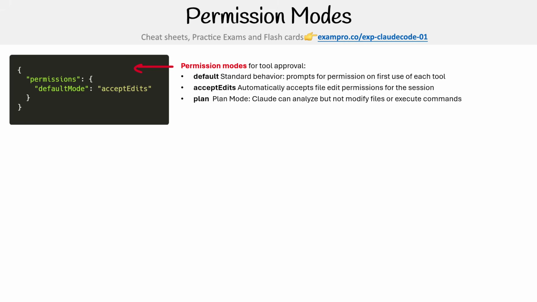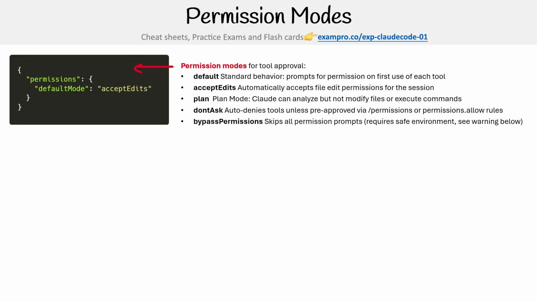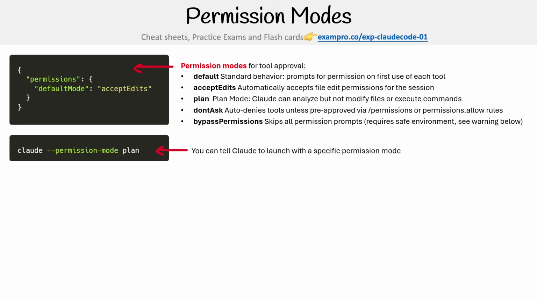You can have it do a plan, but then you probably want to get out of that mode next step, right? So you wouldn't want to run that all the time. We have don't ask, which auto denies all tools unless pre-approved via the permissions or some kind of allow rules. We have bypass permissions, so skip all permission prompts. Obviously, you shouldn't do that, but that is an option that you have.